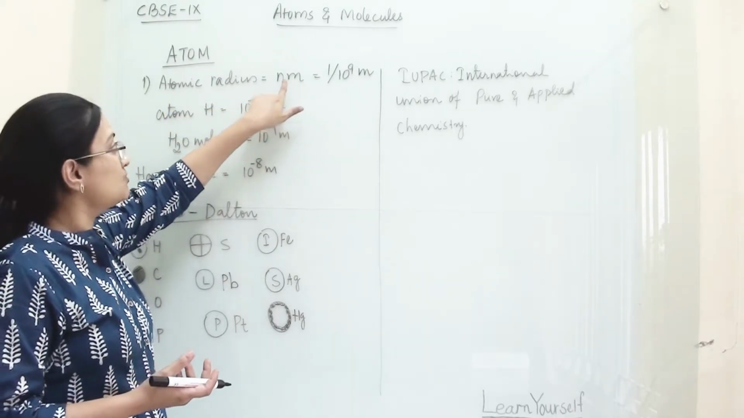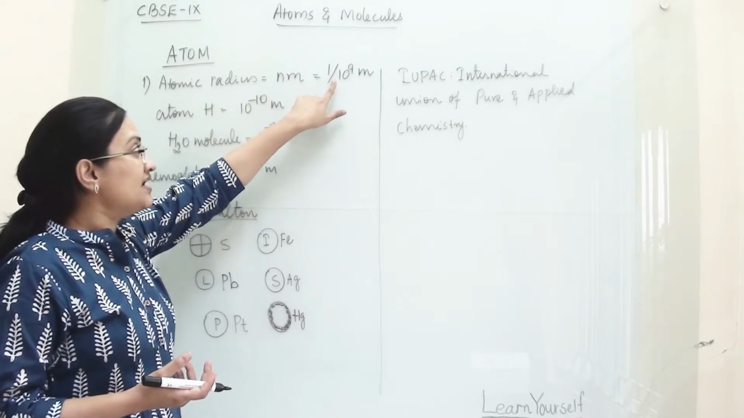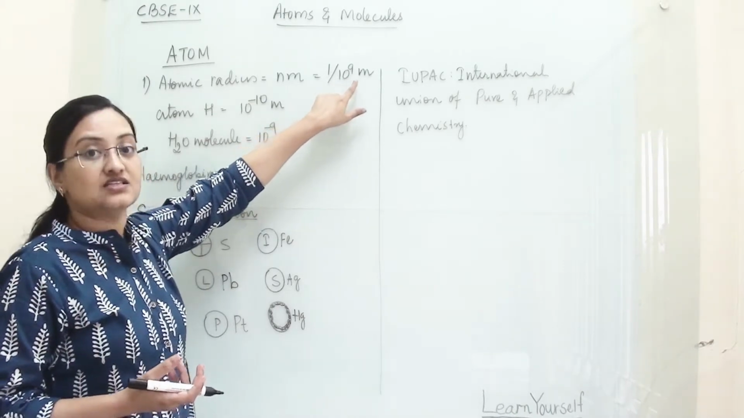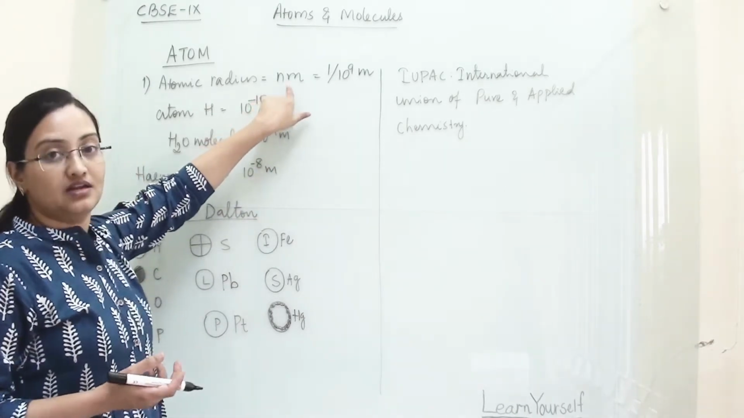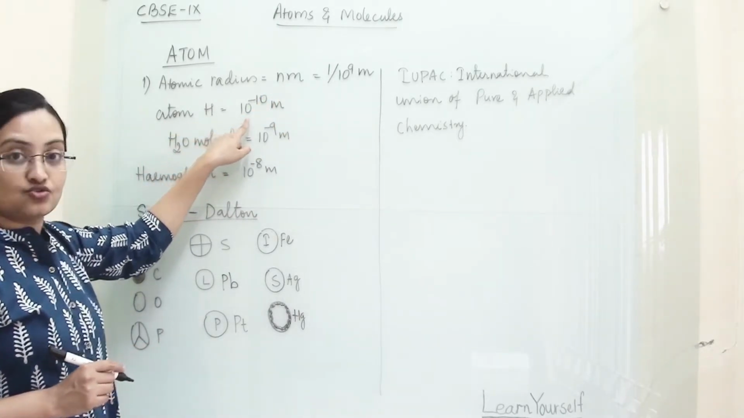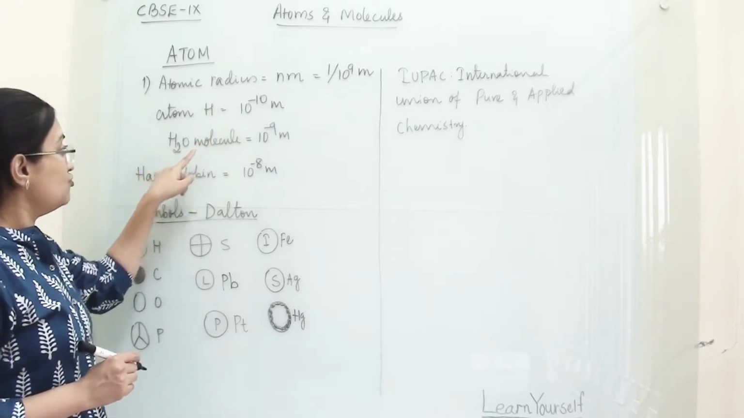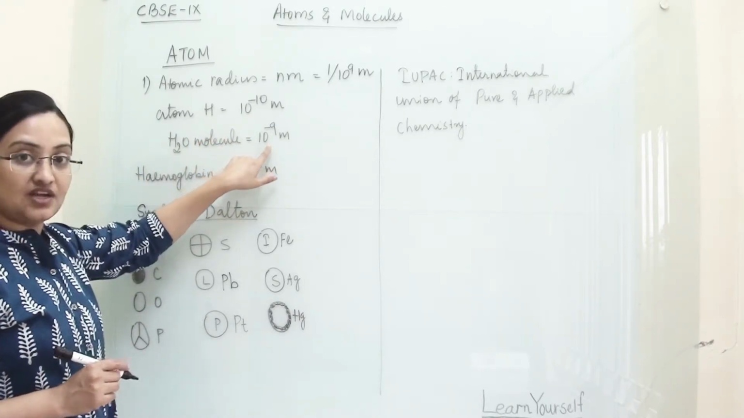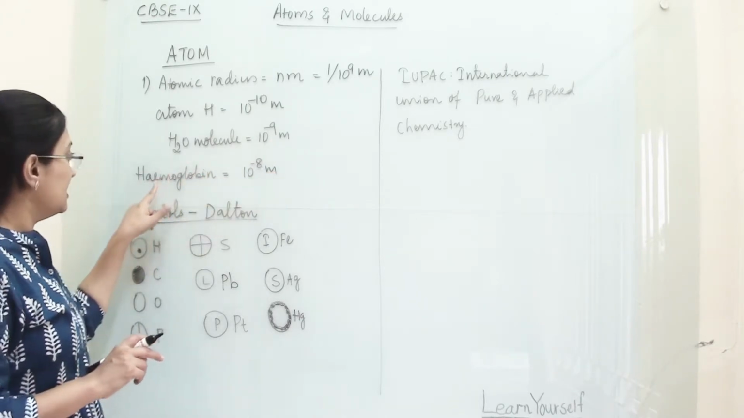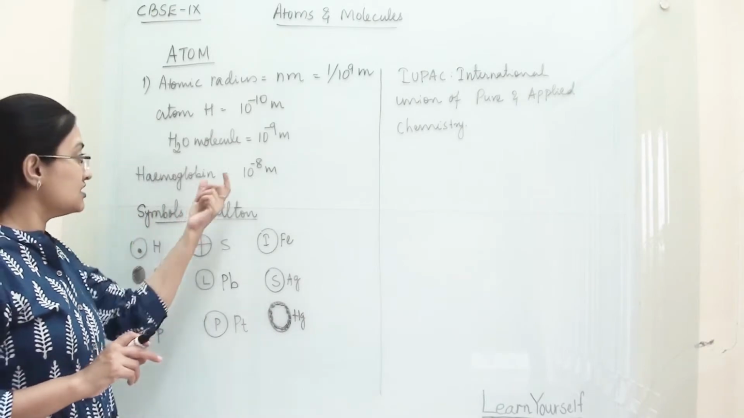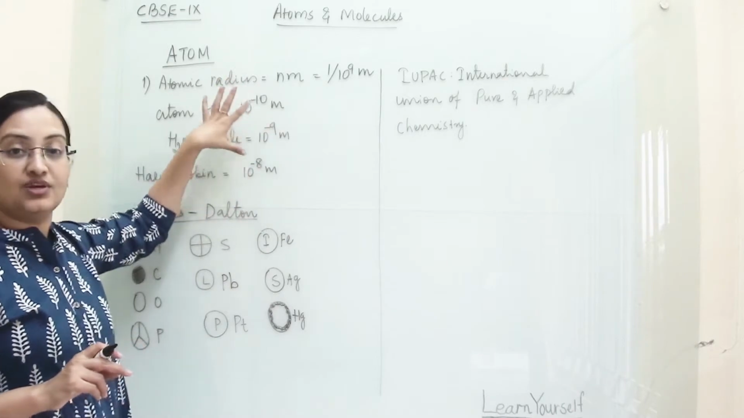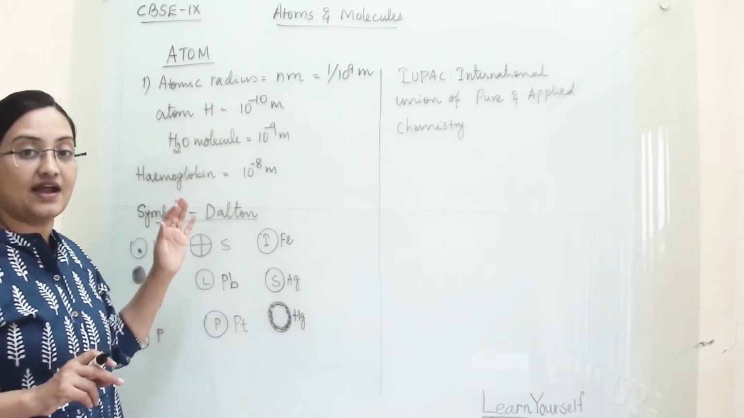Now what is a nanometer? 1 nanometer equals 1 divided by 10 raised to 9 meter. That means 10 raised to minus 9 meter equals 1 nanometer. The radius of a hydrogen atom is 10 raised to minus 10 meter. Now, H2O, here we are talking about molecules. A water molecule's radius is 10 raised to minus 9 meter. And one hemoglobin molecule's radius is 10 raised to minus 8 meter. So this will give you a brief idea of how small atoms are.